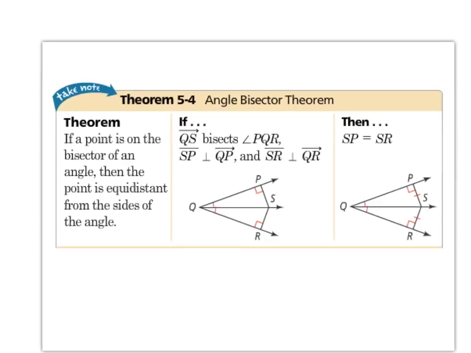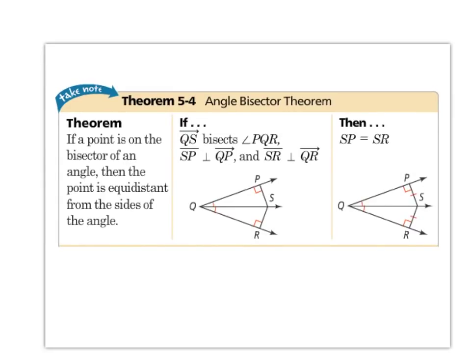Now we're going to talk about the angle bisector theorem. Again, like the last one, this is going to be relatively intuitive for us here. We've talked about a bisector, and now we're talking about an angle as opposed to a segment. This one states, if a point is on the bisector of an angle, then the point is equidistant from the sides of the angle, or the same distance from the sides of the angle.